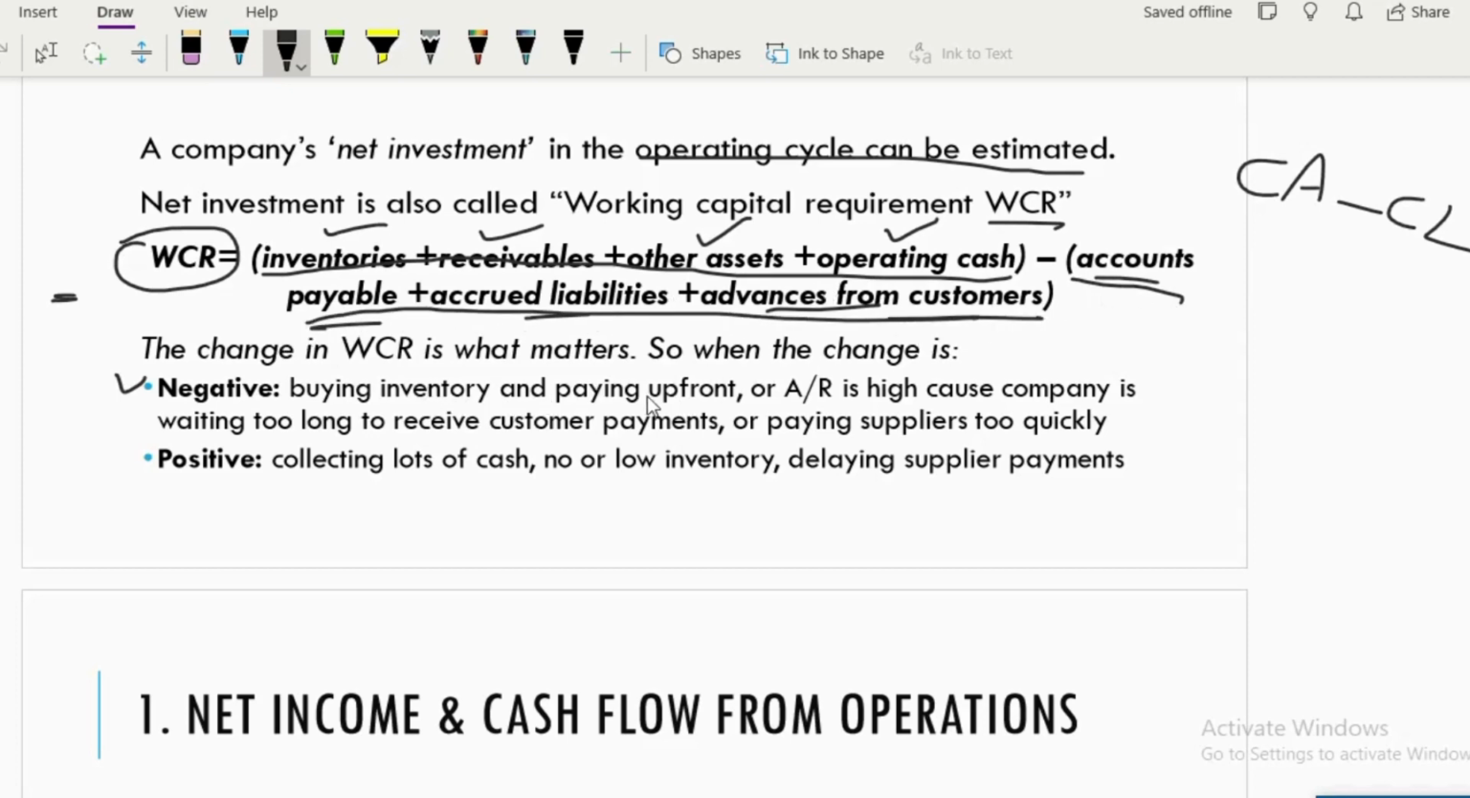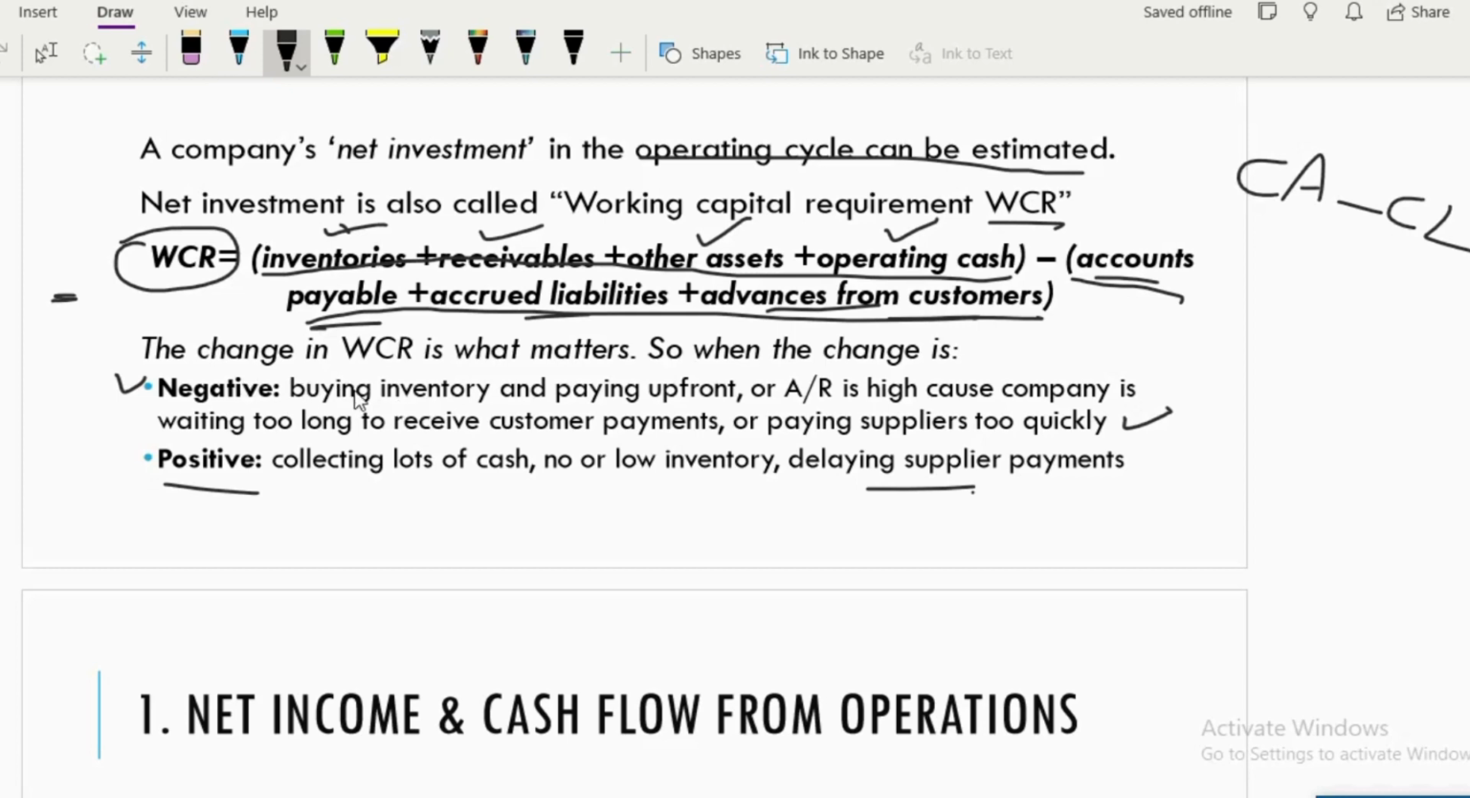So buying inventory and paying upfront, or accounts receivable being high, costs the company: waiting too long to receive customer payments, or paying suppliers too quickly. So negative will cause trouble, because you have bought huge amounts of inventory for which you have to pay. But if we talk about positive working capital requirements, it means that you are collecting a lot of money in advance. You are not blocking the money in inventory, or you are delaying the supplier payments. So in that case your answer will be positive.